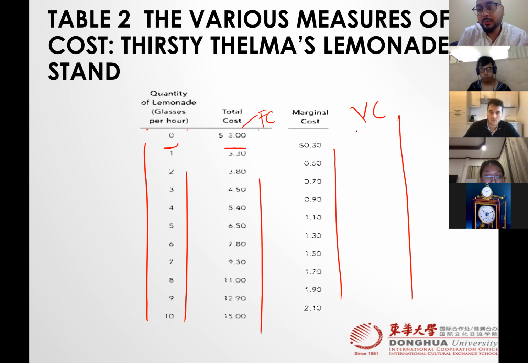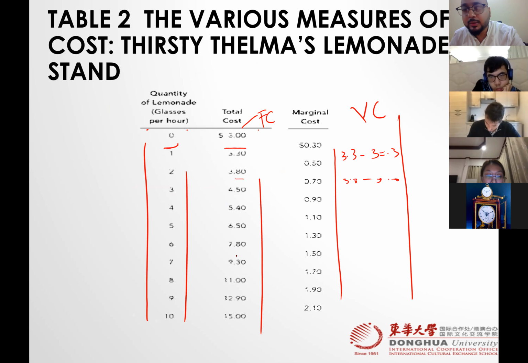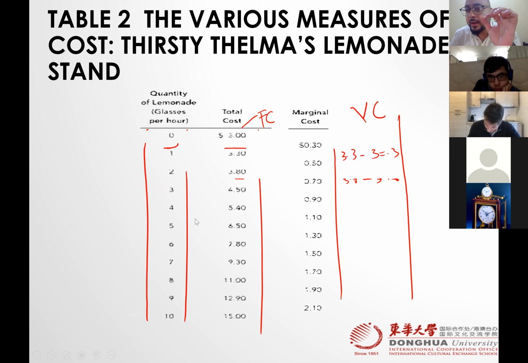And if I give you a challenge to find out the variable cost, variable cost would be total cost minus fixed cost. So 3.30 minus the fixed cost 3, the answer would be 0.30. 3.80 minus 3, the answer would be 0.80. So you can also find out variable cost as well. Right? This small table is going to give you so much information.